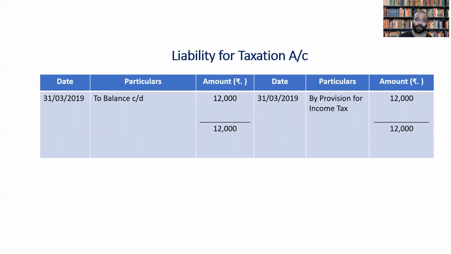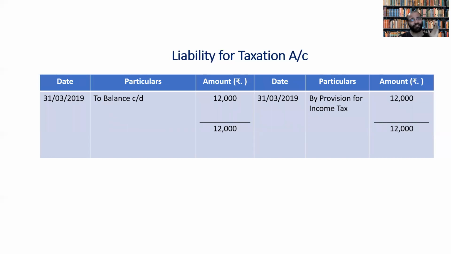Now, liability for taxation. What is the journal entry we found? There is a transfer from provision for taxation to liability for taxation. So when we prepare the liability for taxation account, we write by provision for income tax. How much is it? We are only transferring 12,000. Why? Because it's the excess tax to be paid, additional tax to be paid. So 12,000 is the excess tax, and that we mention on the credit side, on the closing date.